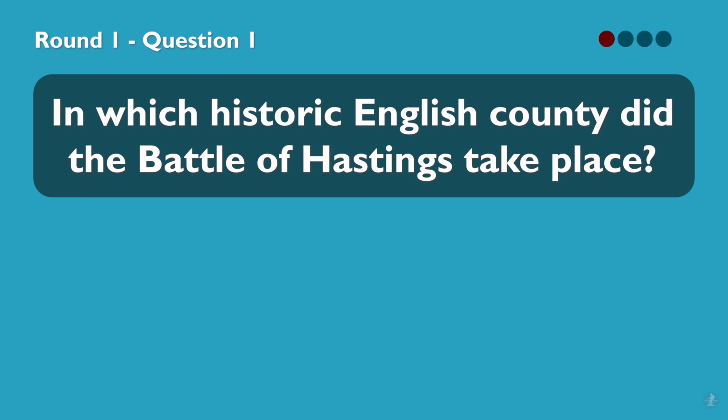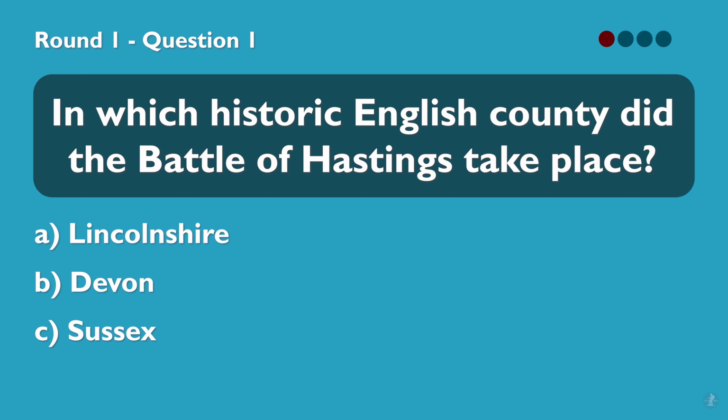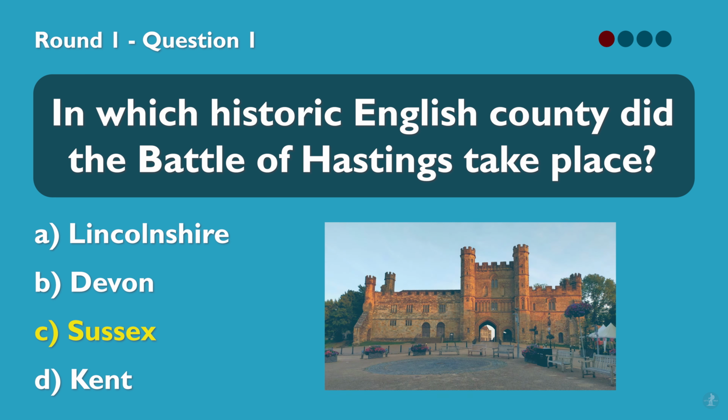In which historic English county did the Battle of Hastings take place? Was it A. Lincolnshire, B. Devon, C. Sussex, or D. Kent? The answer is C. Sussex, specifically about 7 miles to the northwest of Hastings, where you'll now find a lovely town called Battle.